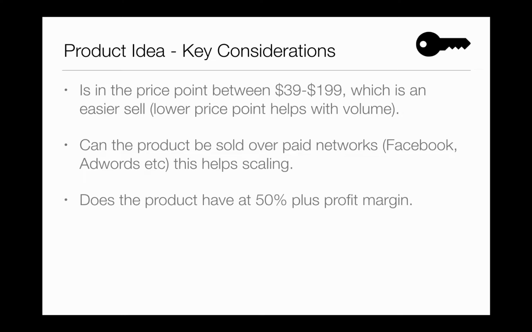And the third key consideration is make sure that you've got at least a 50% profit margin on your product. That will make it a lot easier to make ends meet, discount when you need to, as well as have some room for customer acquisition, which we just mentioned.